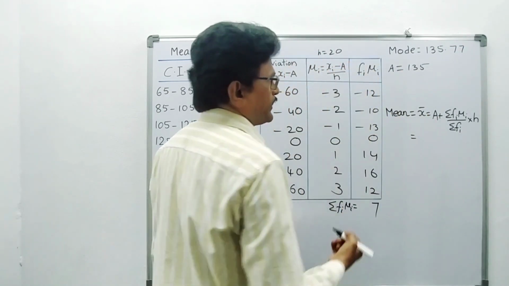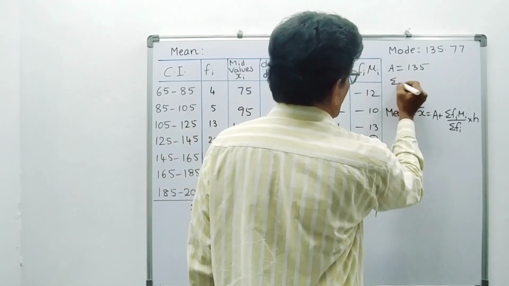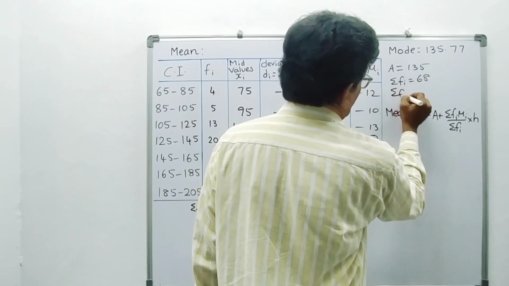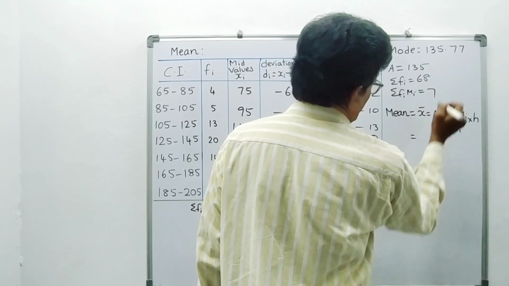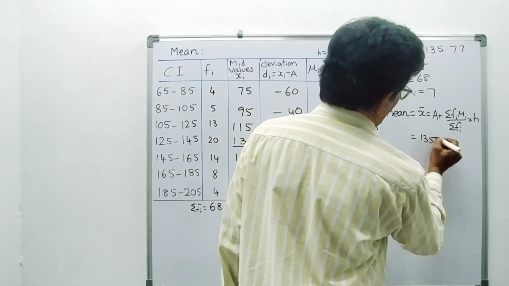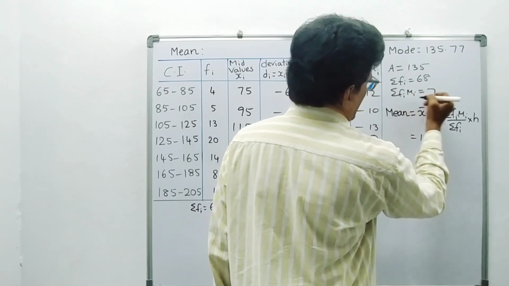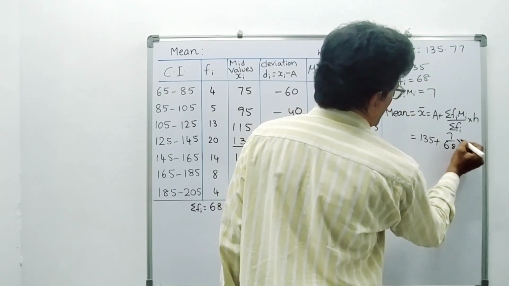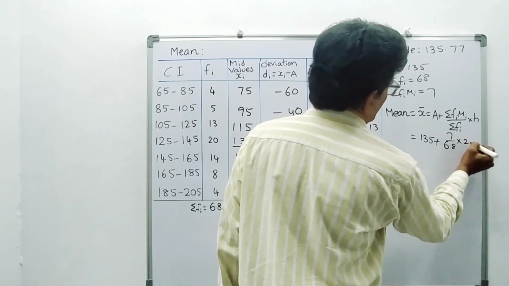H is 20. Now sigma fi is what? 68, he has given. Now sigma fi mu i is what? Positive value 7. Now I am substituting these values. A is 135 plus sigma fi mu i, which is 7, by sigma fi, 68, into h, which is 20.